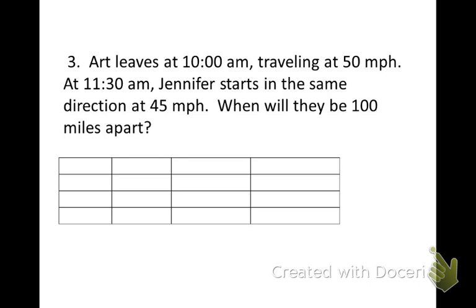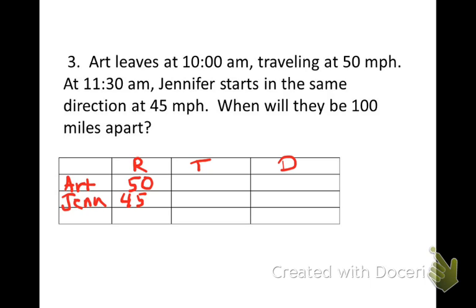All right. So here we have Art leaves at 10 a.m. traveling at 50 miles per hour. At 11:30, Jennifer starts in the same direction at 45 miles per hour. When will they be 100 miles apart? So again, my top: rate, time, and distance. We have Art and Jennifer. I'm going to abbreviate Jen so it fits in here. Art is traveling at 50 miles per hour. Jennifer is traveling at 45 miles per hour.